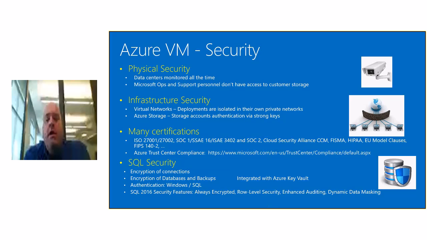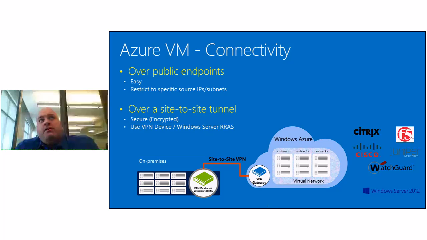The connectivity to your Azure VM, as we mentioned, is really simple to set up. It's restricted. You can use it over public endpoints, so you can go right through the internet. You configure it through the firewalls that are set up within your Azure VM, and I'll show you that a little bit later. You can restrict it to certain source IP addresses and subnets, or as I mentioned a few times, over a site-to-site VPN tunnel. So that's also secured and encrypted using a VPN device or Windows Server routing service.